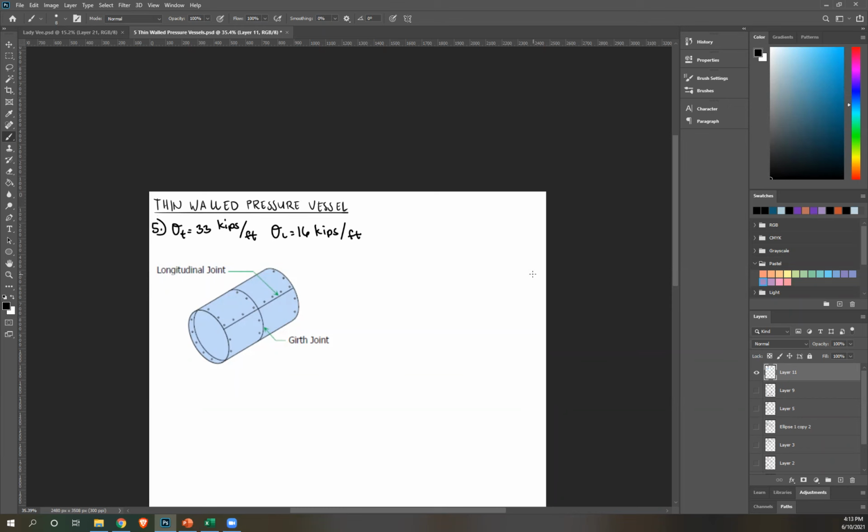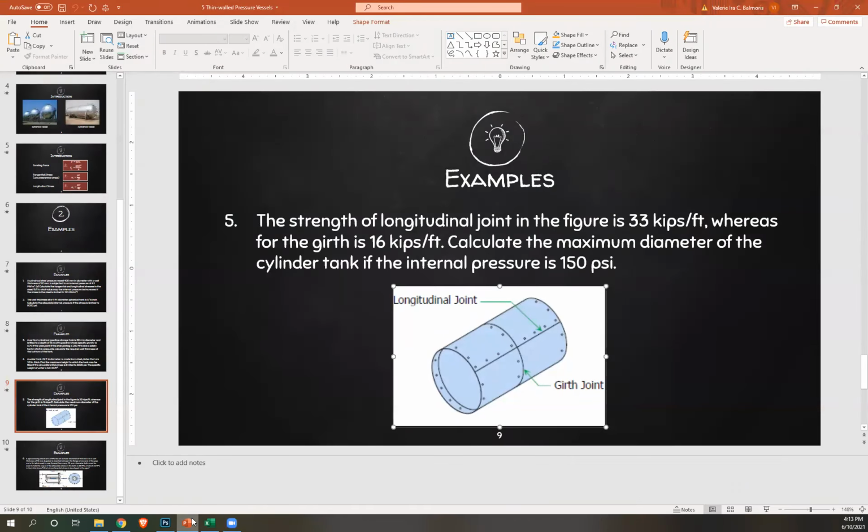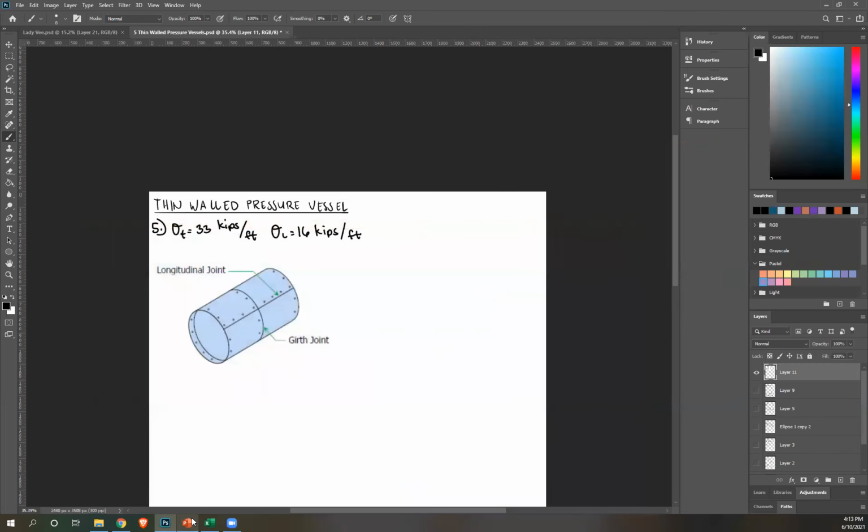We'll just check for the diameter of each. Okay, so maximum diameter. Can anybody tell me which of the two is critical, tangential or longitudinal stress? Which should we test? Tangential or longitudinal? Which should we use? Can I ignore one of them?